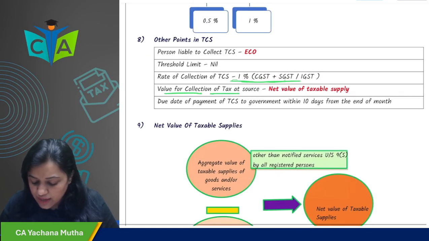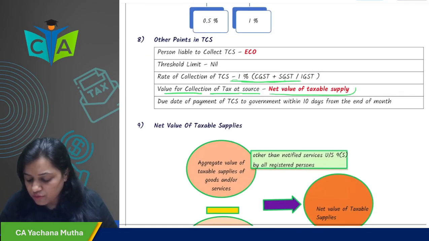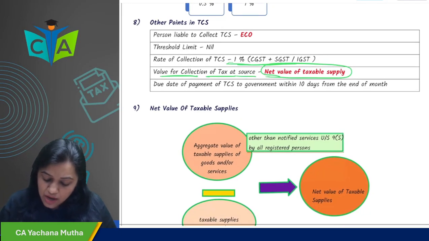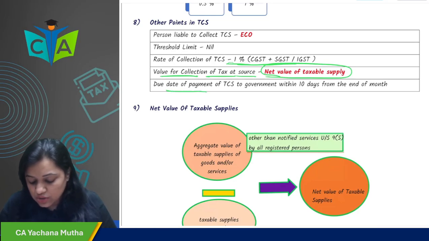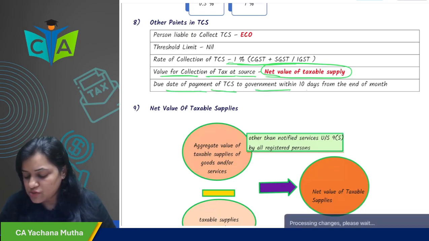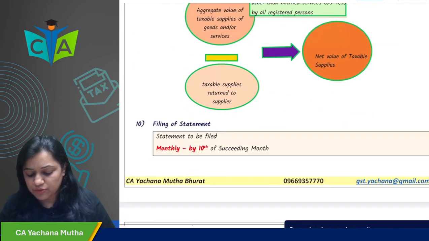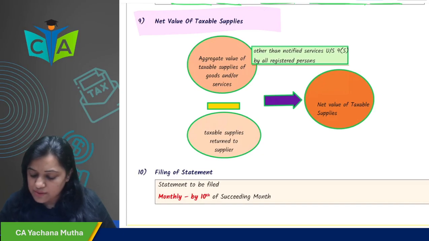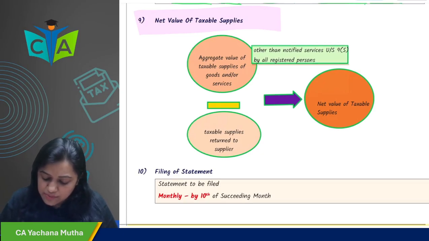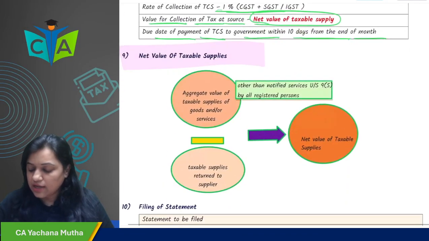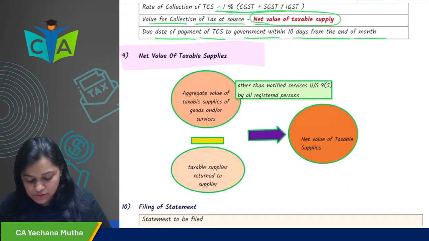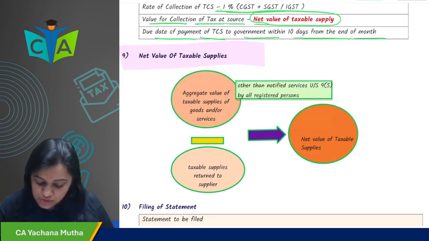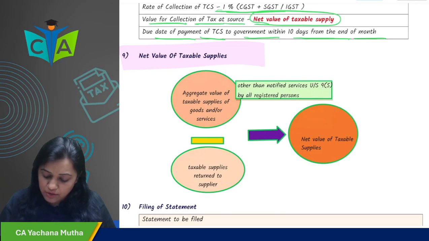What is the value for collection of TCS? Net value. On what value will you collect? Net value of taxable supply. And when will you pay it to the government, what is the due date of payment of TCS? Within 10 days from the end of the month. What is the net value of taxable supply? Aggregate value of taxable supply of goods or services minus the taxable supply returned to the supplier. This is the net value of taxable supply.